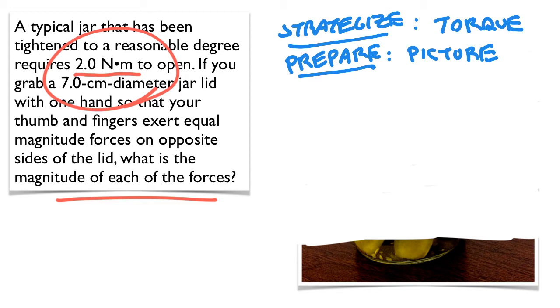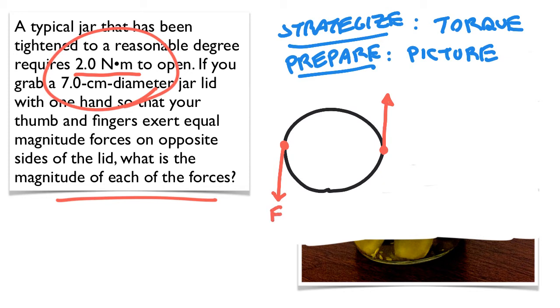And the picture I'm going to draw looks like this. Here's a picture of my jar lid, and I'm applying a force at opposite sides. So I draw a picture of the situation, and I draw the forces where they're applied, and they're applied at opposite sides, and of course they're in opposite directions. You know that's how it works. And so I end up with forces that look like that.